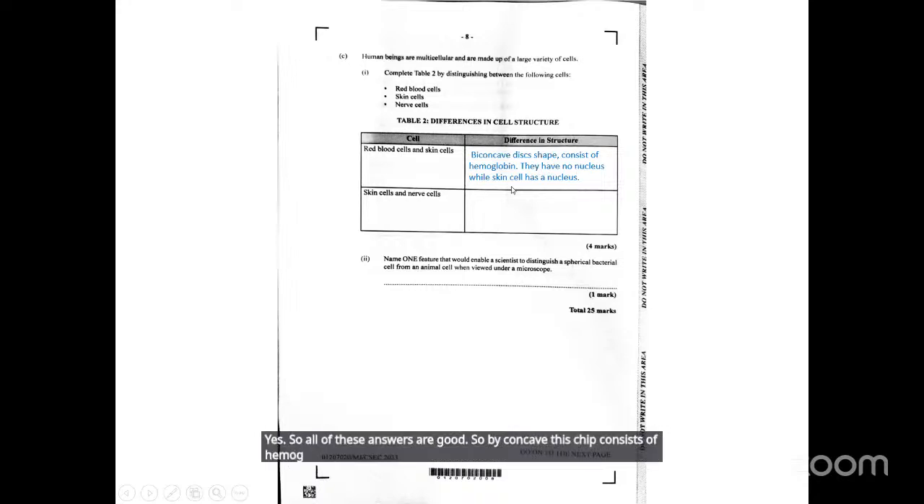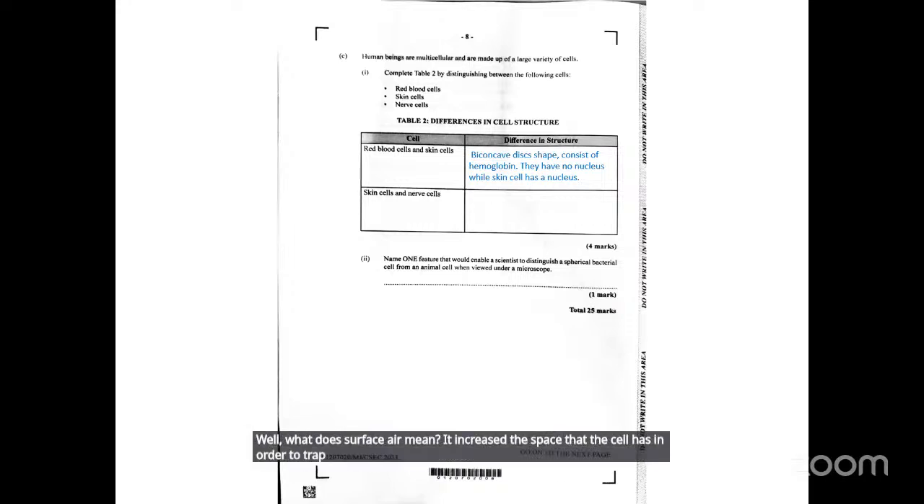So biconcave, this shape consists of hemoglobin and they have no nucleus, while skin cell has a nucleus and they are not biconcave. And they are biconcave because they increase the surface area. What does surface area mean? It increases the space that the cell has in order to trap oxygen to carry it around the body.